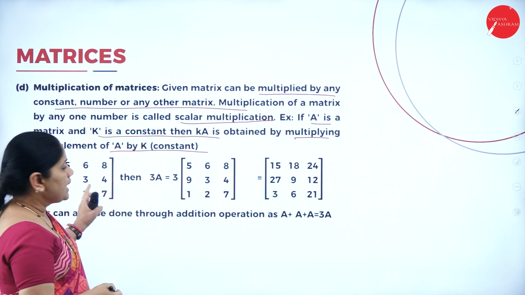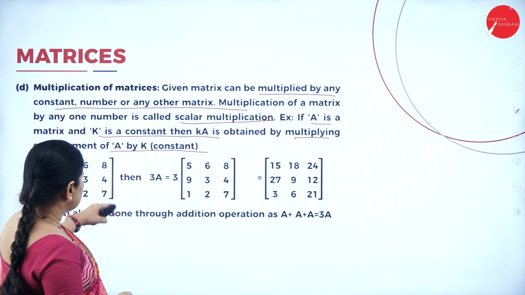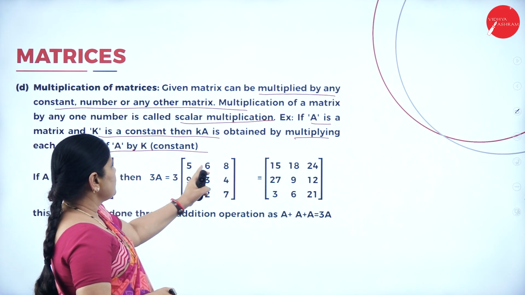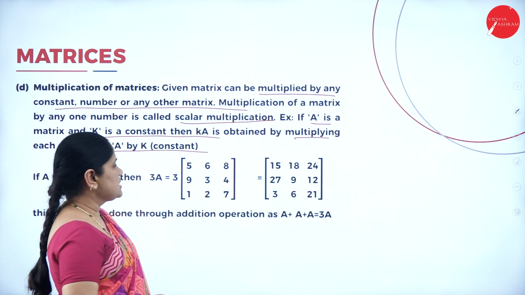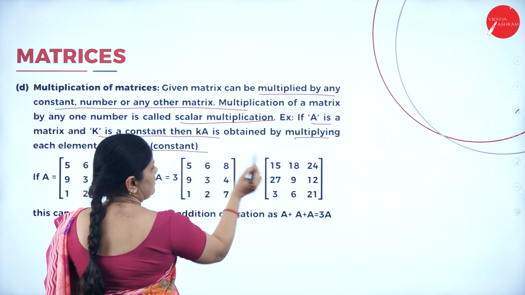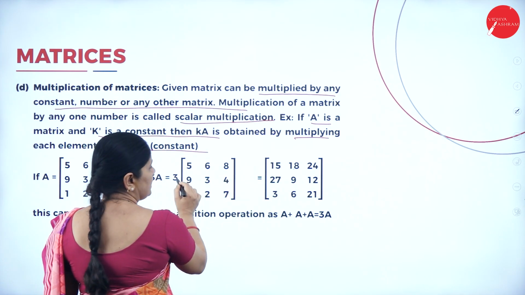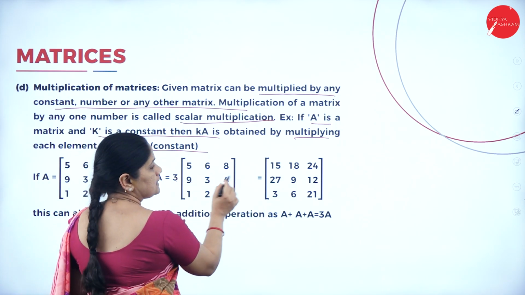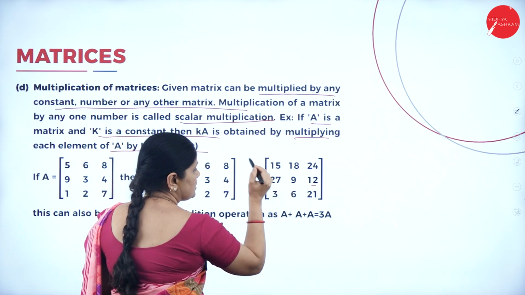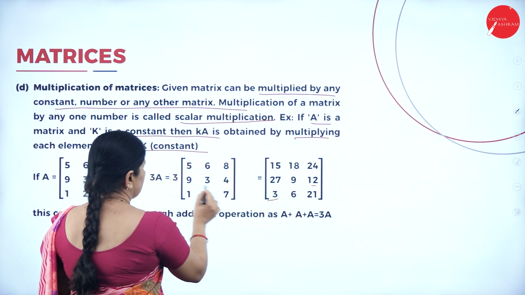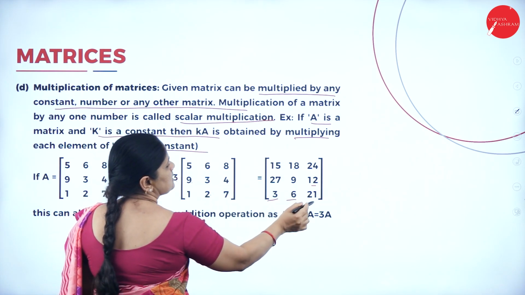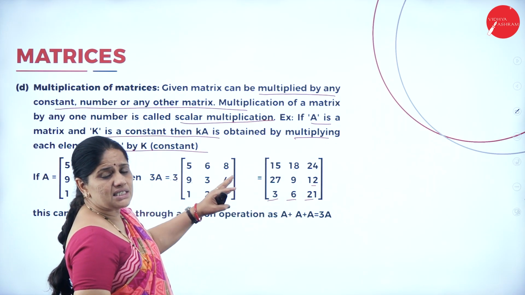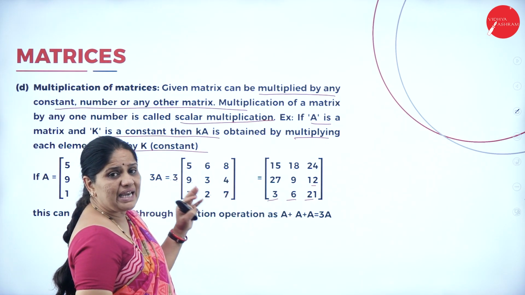Suppose we have a matrix A equals 5, 6, 8, 9, 3, 4, 1, 2, 7. Then 3A will be equal to 3 into 5, 6, 8, 9, 3, 4, 1, 2, 7. So 3 into 5 is 15, 3 into 6 is 18, 3 into 8 is 24. Again 3 nines are 27, 3 threes are 9, 3 fours are 12. Then 3 ones are 3, 3 twos are 6, 3 sevens are 21. So we have the matrix where each element is multiplied by 3.